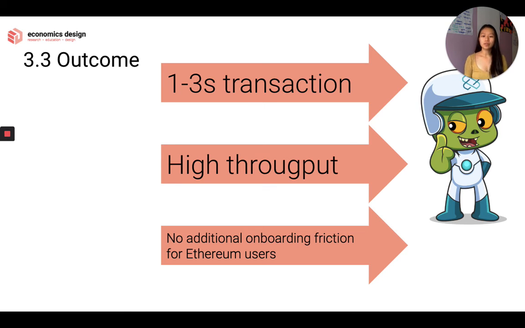And also, something that's important is that it connects to Ethereum, it connects to Tron, it connects to EOS, and you don't need any additional onboarding friction, because remember the objective is high user adoption, like mass adoption. So by having high throughput and high transaction speed, you can get mass adoption. But more importantly, you want it to be very safe and easy for people to onboard your platform.